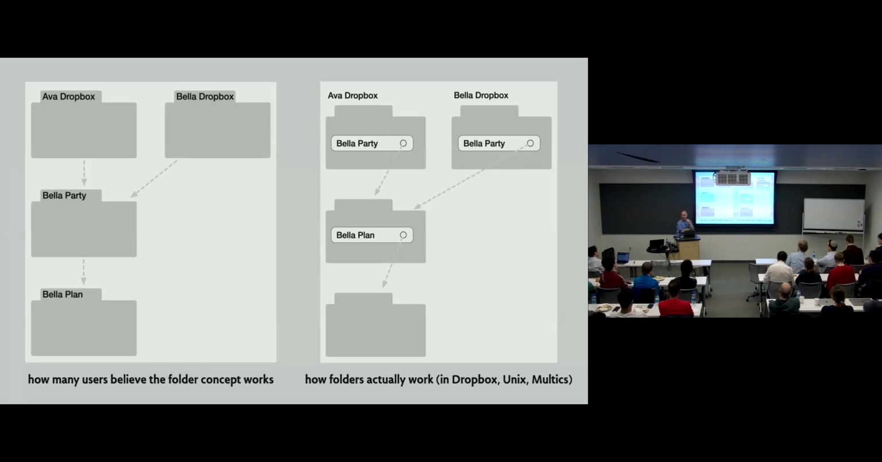But in short, following the thread of Unix and Multics before it, in fact, the way things work is that the names of folders are really attached to references to those folders. And so the reason that Bella Party doesn't change is that Ava and Bella have their own copies of that label. And yet there's only one copy of the Bella Plan label.